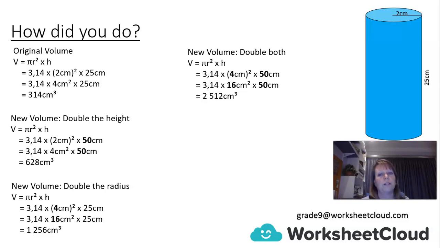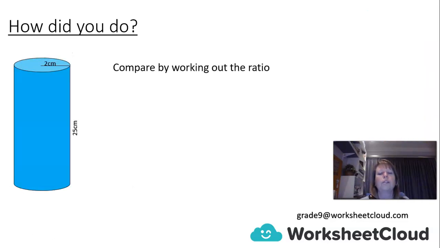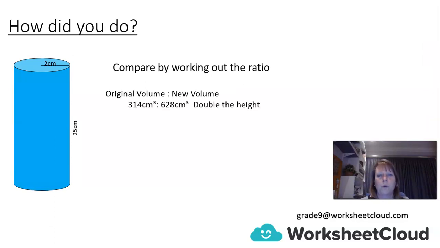And as I've said in the previous lesson, if you can prove that to yourself, it means that that knowledge will stick. See, don't always say, okay, well, the teacher said so, it must be right. You prove it to yourself. Right. Anyway, let's go on. We are going to now compare by working out the ratio. Okay, so we've got original volume to the new volume, and the first one was where we doubled the height. So our original volume was 314 centimeters cubed, and our new volume when we doubled the height only was 628. You can all see that that is 1:2.